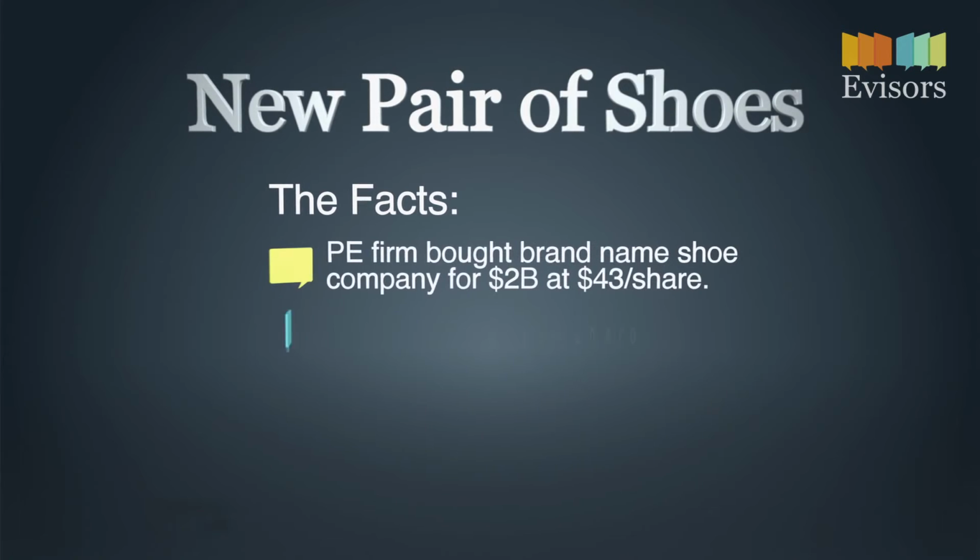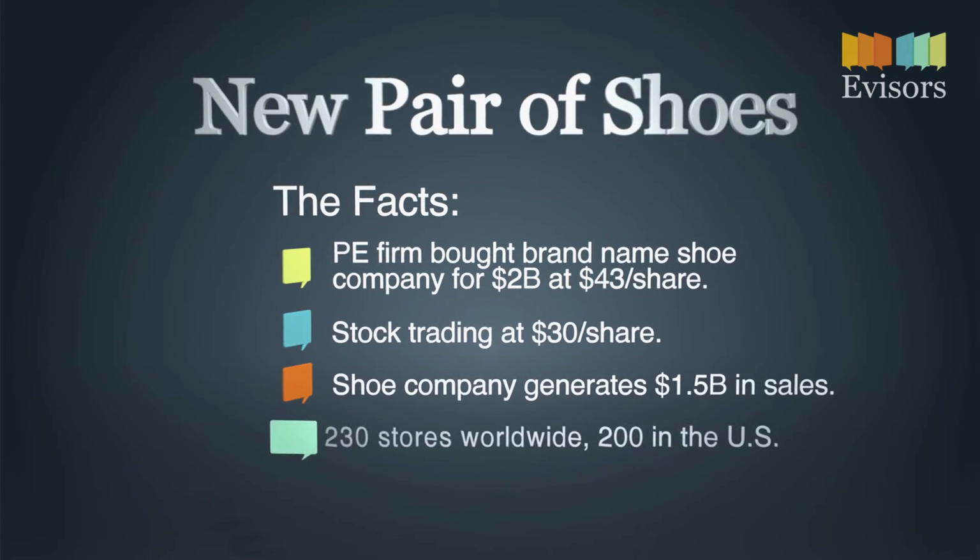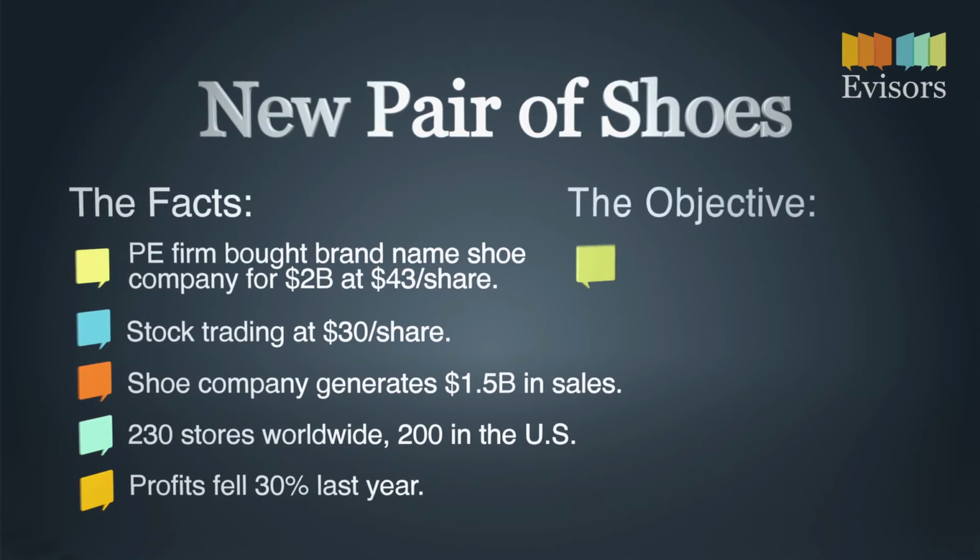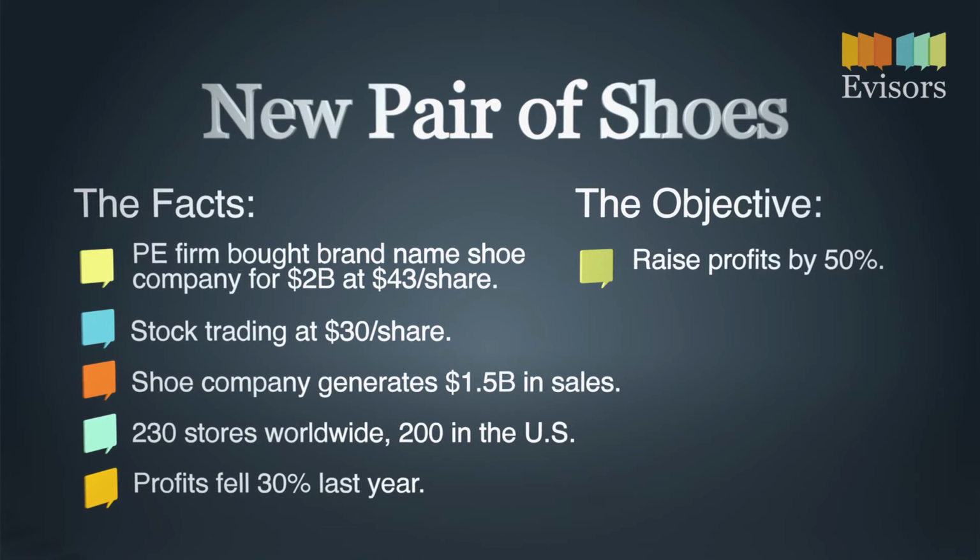Now, here's an example for a second. A private equity firm bought a brand name shoe company for $2 billion. They paid $43 a share. The stock was trading at $30 a share at the time of the announcement. The shoe company generates $1.5 billion in sales. They have 230 stores worldwide, 200 of which are in the United States. Last year, they experienced a drop in profits. Their profits fell by 30%. The chairman of the private equity firm calls you into her office and says, raise profits by 50%.